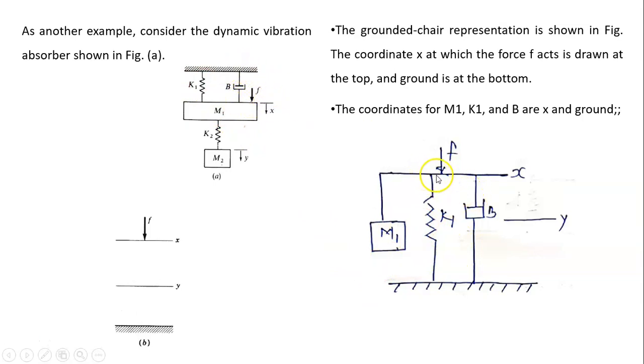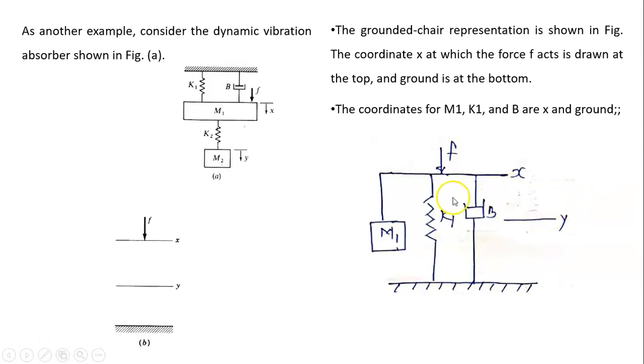Therefore, draw the spring K1 with one end connected to the X coordinate and the other end connected to the ground. Similarly, damper B, one end is connected to the X coordinate, one end is connected to the ground. Therefore, show one end connected to the X coordinate and the other end connected to the ground. And this is the Y coordinate line.